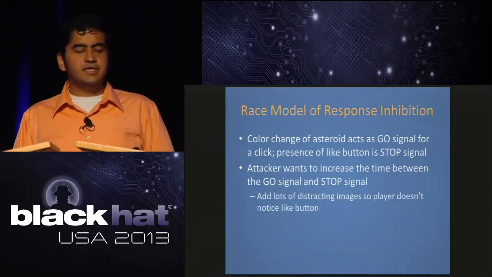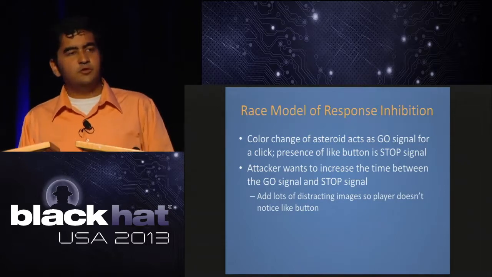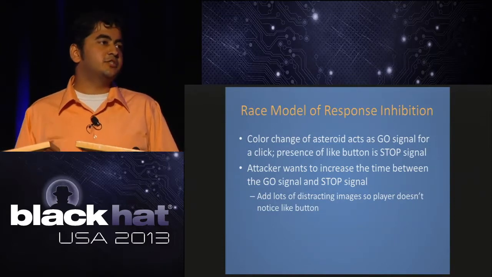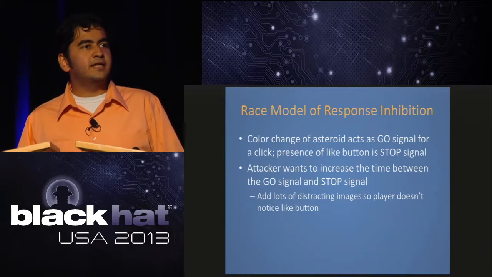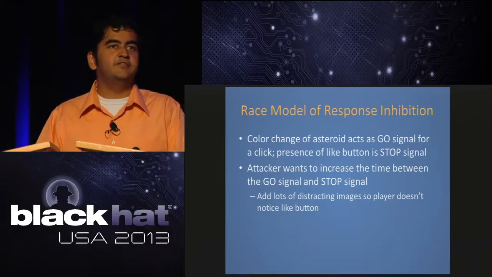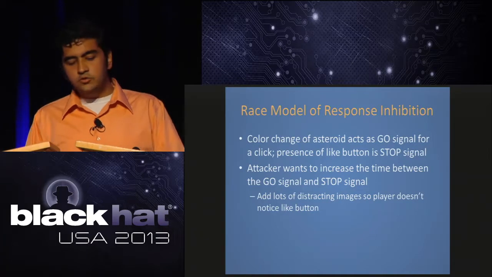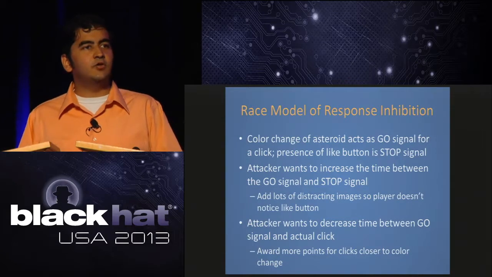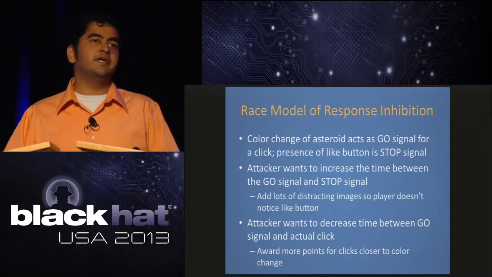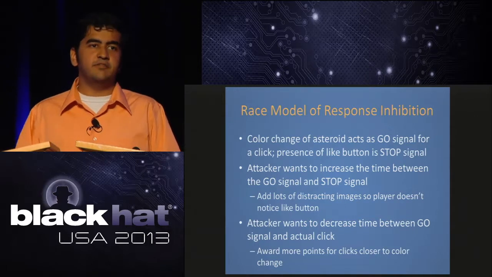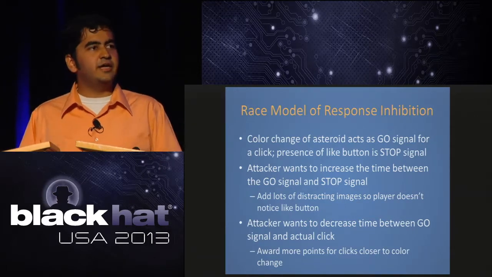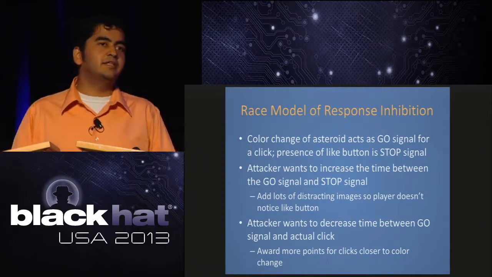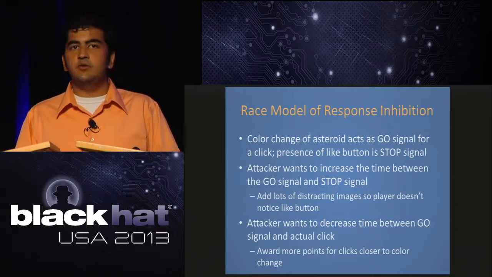An attacker wants to increase the time between the go signal and the stop signal. One way to do that is to add lots of distracting images so that the user does not notice the like button. And so by the time the stop signal is received, the stop signal being noticing the like button, the go signal has already achieved that click. Another thing the attacker could do is decrease the time between the go signal and the actual click. Train the user to click as soon as he sees the go signal, the color change, and maybe award more points if the user clicks closer to the color change than further away. These game tricks can help us improve the accuracy of the attack. We haven't actually implemented any of these, but these are some thoughts on how to improve these attacks even more.